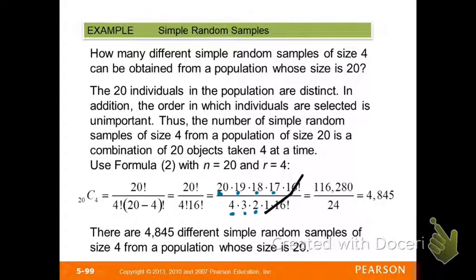Now you could do some cross-canceling here if you wanted to. 4 goes into 20 5 times. 3 goes into 18 6 times. The 2 is just going to be left there. So that can give you some different things to work with, if you were just using this.